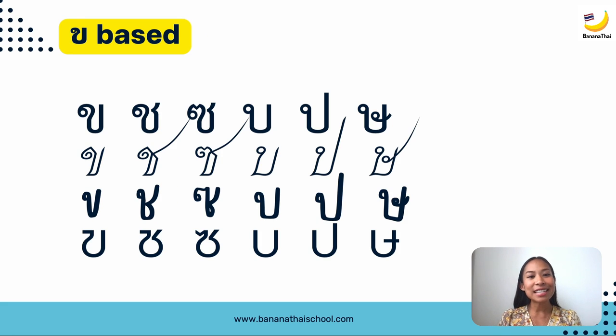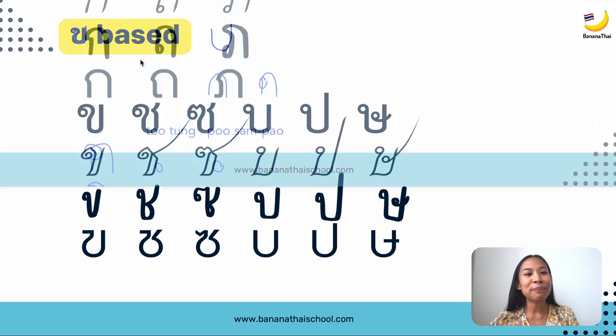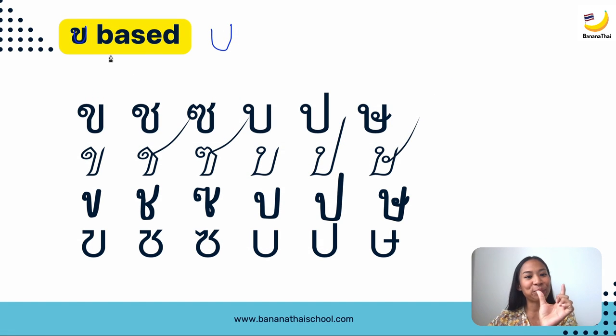All right, now let's move on to the next base, กอไก่ base. It looks more like a U. ขอไข่ looks more like a U base. See, กอไก่ is a flipped U, ขอไข่ is a U. So here I gathered all of the Thai consonants that look like a U. As you can see, these are all U bases, but they all have different characters. For example, ขอไข่ normally has a spiral head, down, and U, and up.